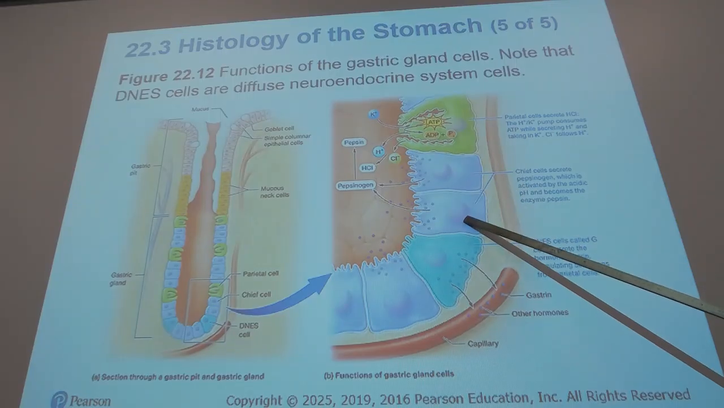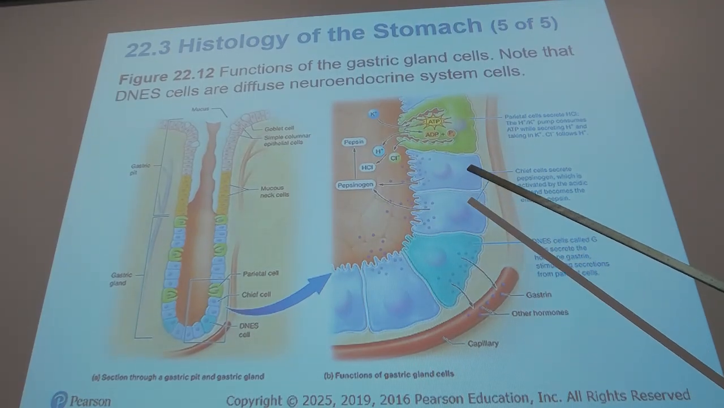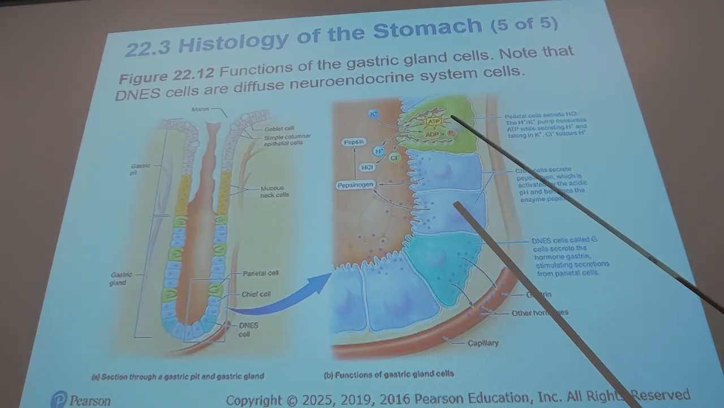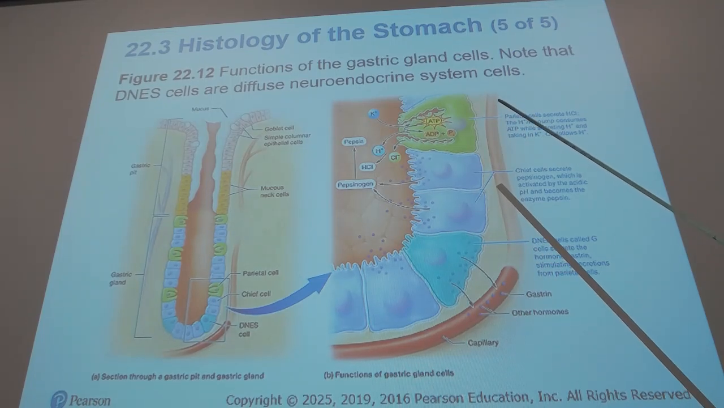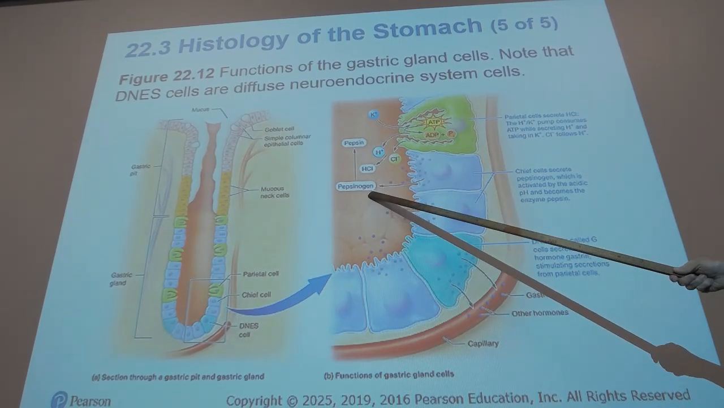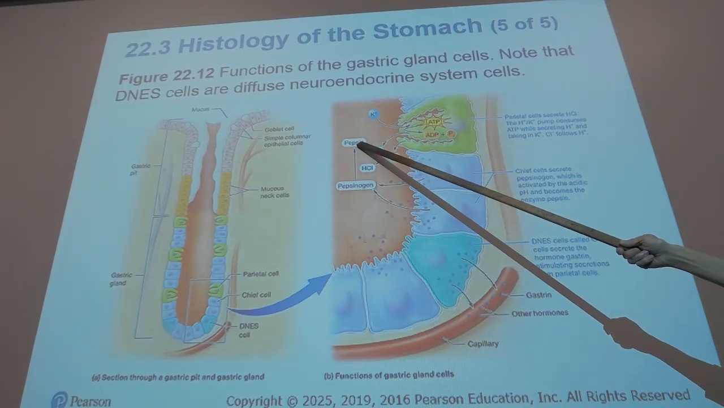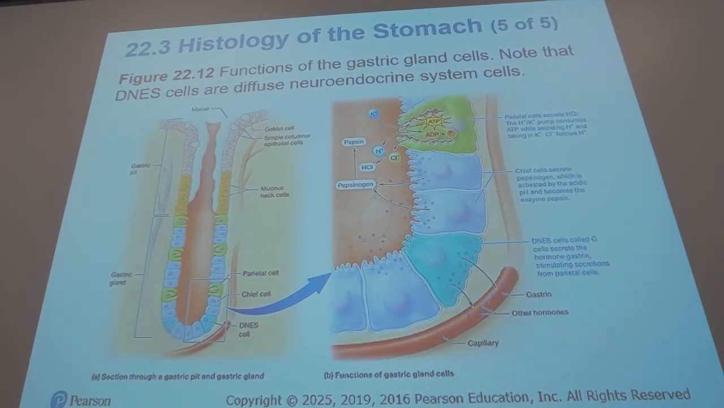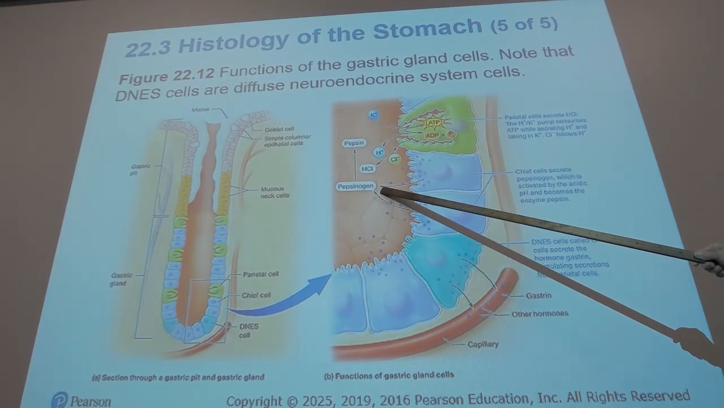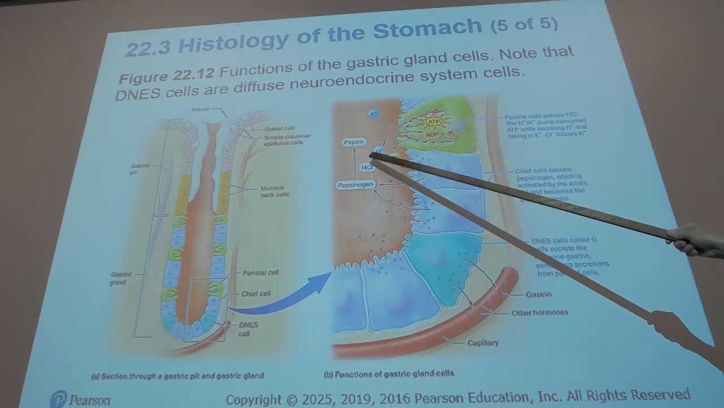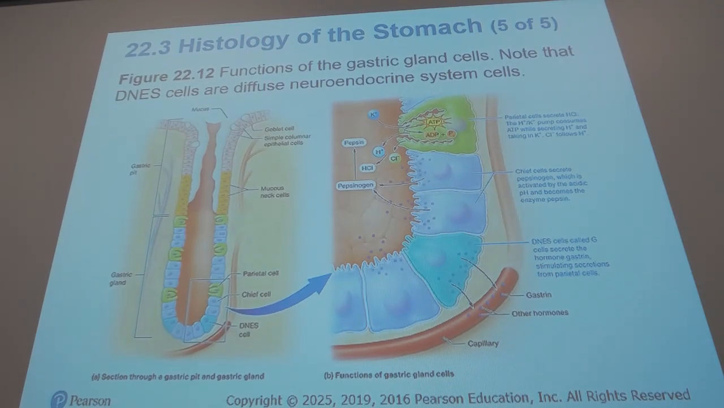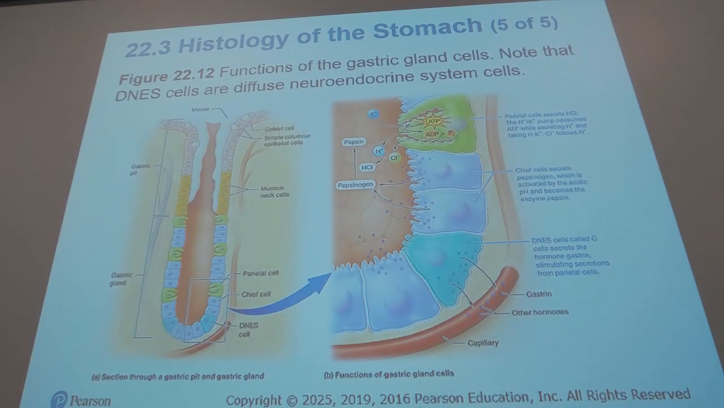Now, the chief cells secrete a precursor of an enzyme that is called pepsin. That precursor is known as pepsinogen. So pepsinogen can be converted into pepsin when you have hydrochloric acid. So this is a proenzyme that needs hydrochloric acid to become pepsin. And pepsin helps to digest proteins. So the proteins can become polypeptides with this pepsin.